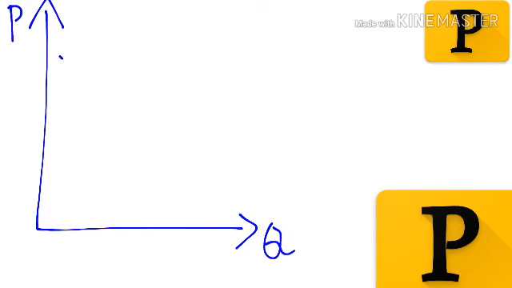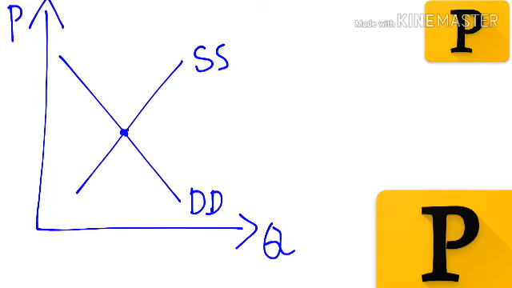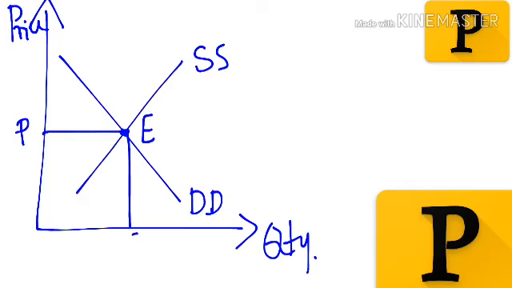Price, quantity, demand curve DD, supply curve SS, equilibrium point E. At equilibrium point E, the price is P and the quantity is Q. Now, let us take a new point, that is P1. Let us assume that the price has increased to P1. You must remember that when we learn about the market mechanism to maintain equilibrium, we consider the demand curve. So, when price increased to P1, what would happen to the demand of the commodity?